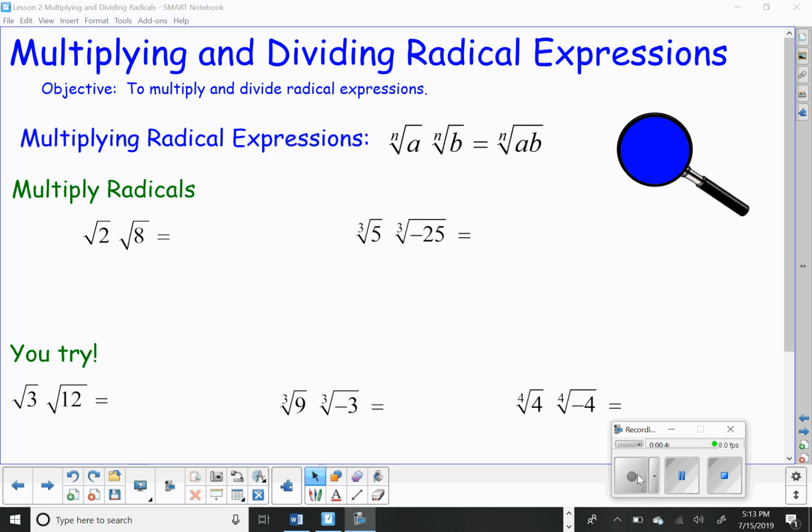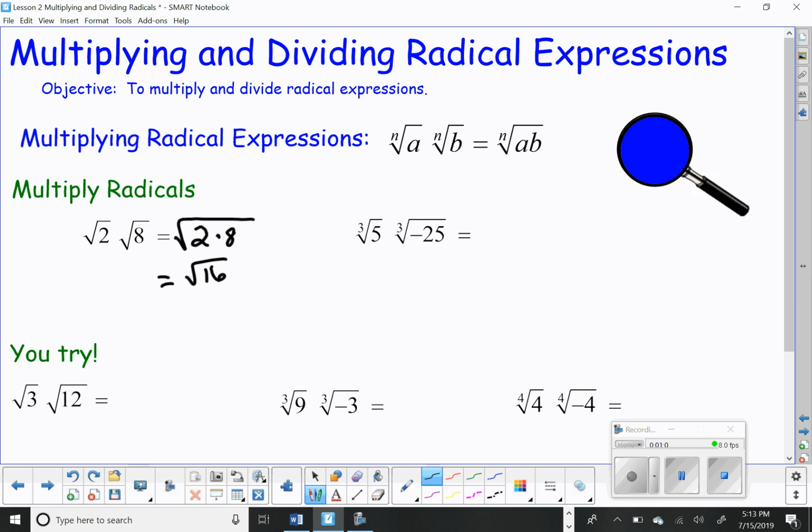Okay, so when you've got the square root of 2 times the square root of 8, neither one of those are actually perfect square roots. So what we can do is multiply them so that we get the square root of 2 times 8, which is the square root of 16, which we know is 4.